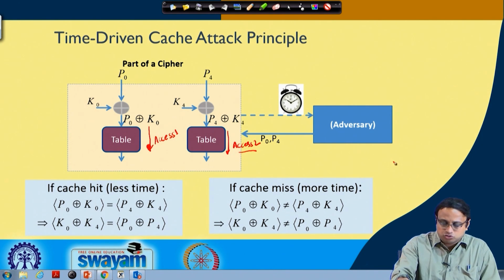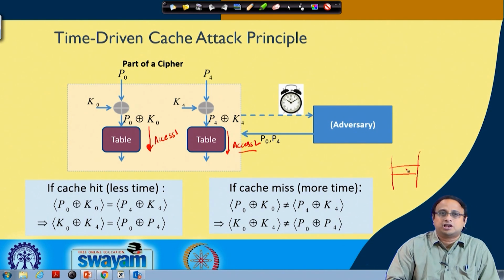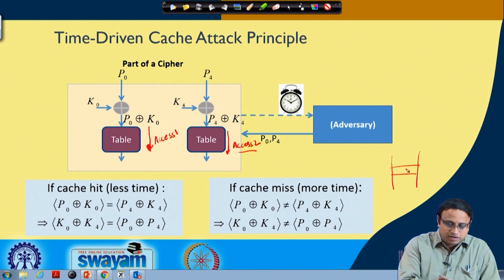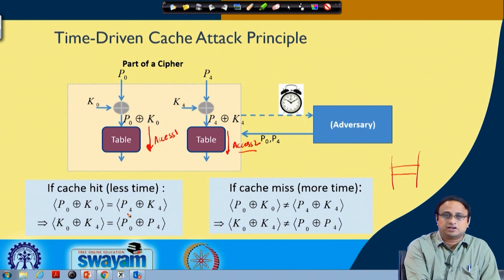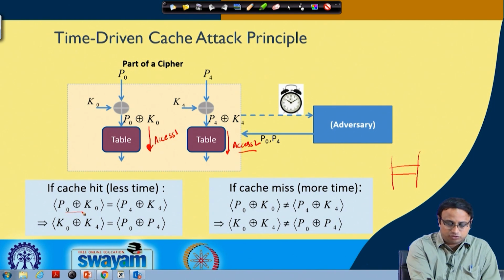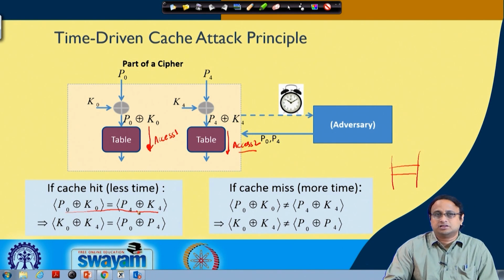Essentially, if I just assume a very simplistic model of the cache, and if I initially assume that there is only one element in the cache line, then I can directly write that the XOR of P0 and K0 is the same as that of the XOR of P4 and K4. That means these two XORs are exactly the same.